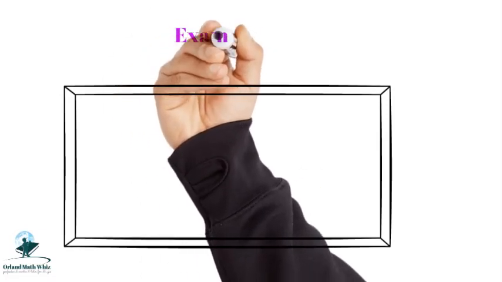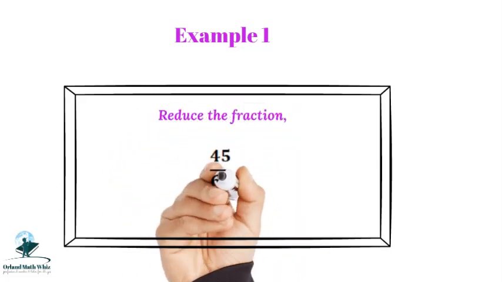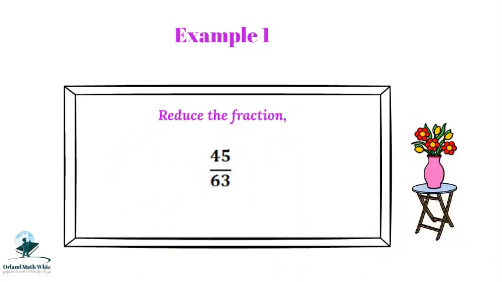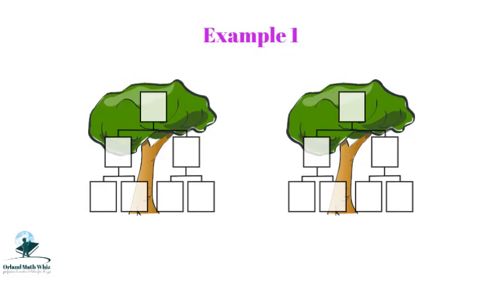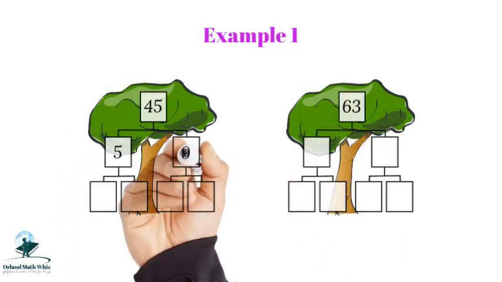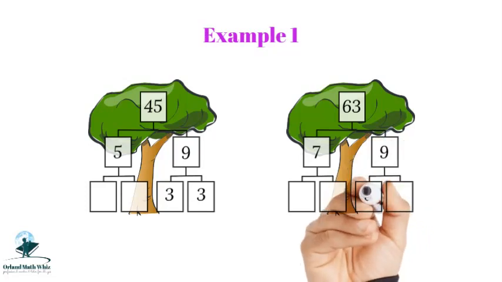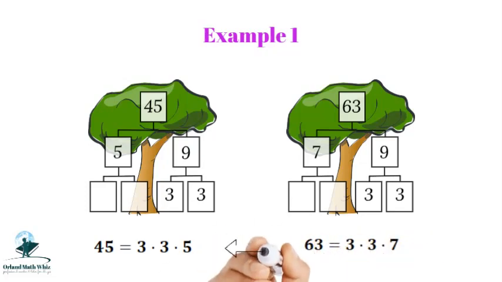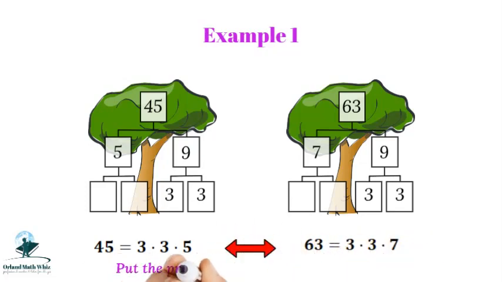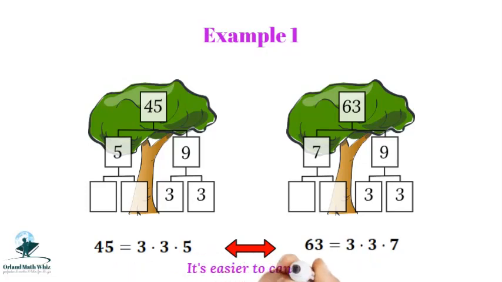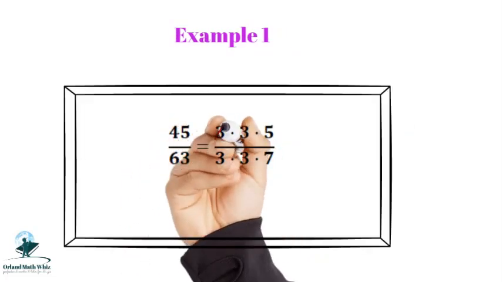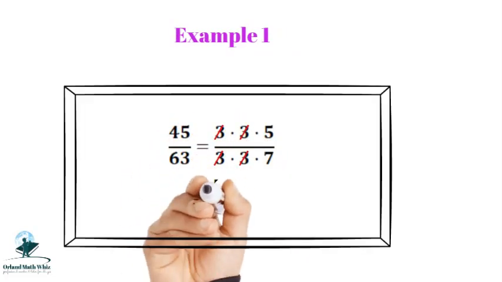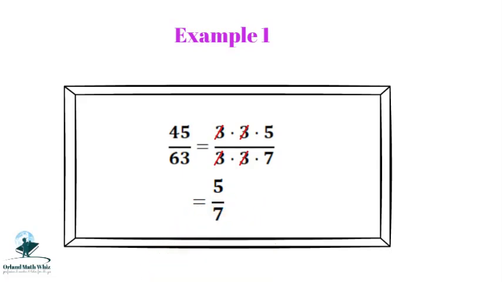Let's get started. Example 1. Let's reduce the fraction 45 over 63. Let's prime factorize 45 and 63, then substitute the prime factors for the numerator and denominator. 45 is 3 times 3 times 5. 63 is 3 times 3 times 7. It's best to put the prime factors for both numbers in sequential order. That way, it's easier to cancel. We can see that the two pairs of 3's cancel one another. That leaves us with 5/7.